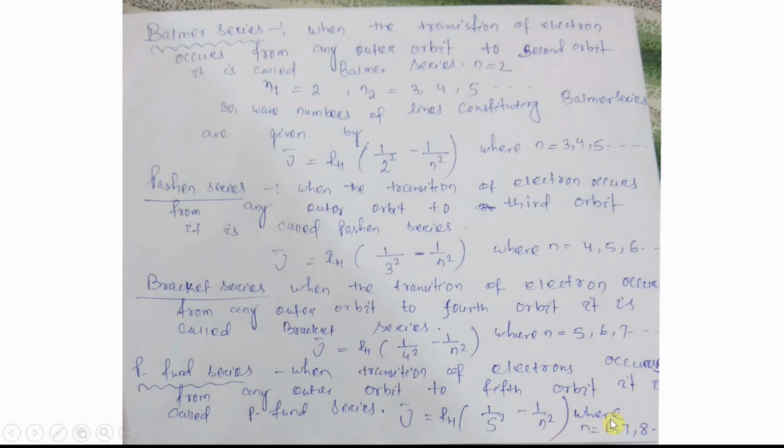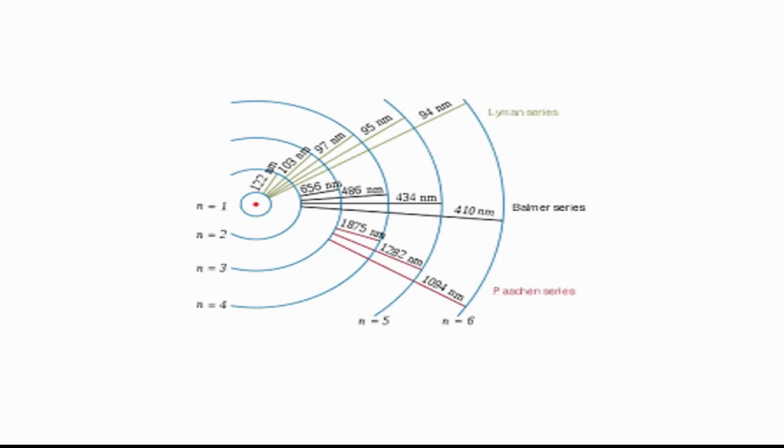That means the electron transition can occur from the 6th orbit to the 5th orbit, from the 7th orbit to the 5th orbit, from the 8th to the 5th orbit. Then the series obtained is the Pfund series spectra. Next, I have to show the picture clearly, which is visible here, and simply I have told that the series spectra have different wavelengths. You have to plot this diagram in your note.